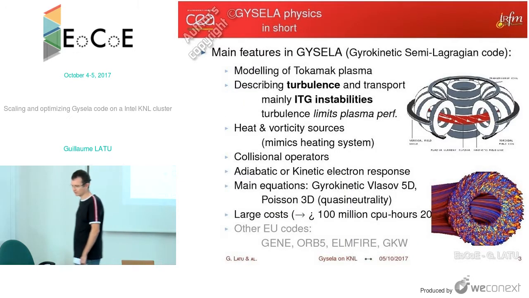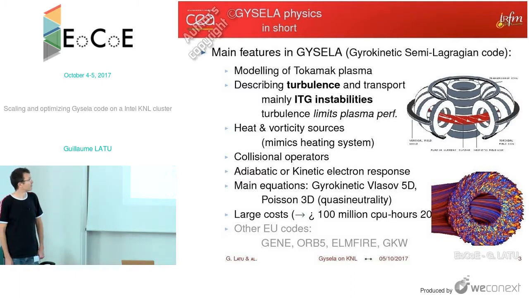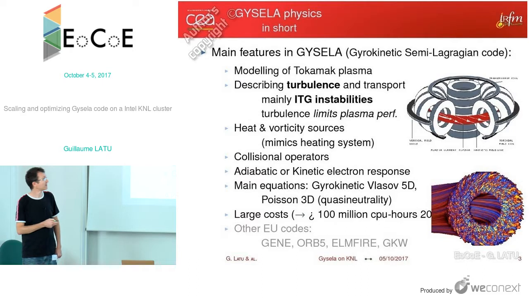So the Gysela code is a code that targets fusion energy, like in the previous talk. We are trying to model what is going on inside a tokamak plasma. So here you have the tokamak pictured here, a set of coils with a plasma confined in it. And the goal of the Gysela code is to model the turbulence within this plasma.